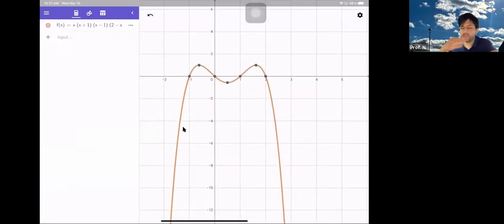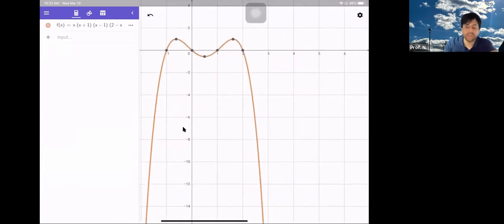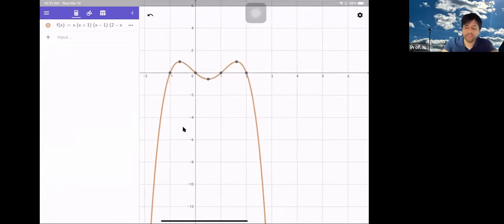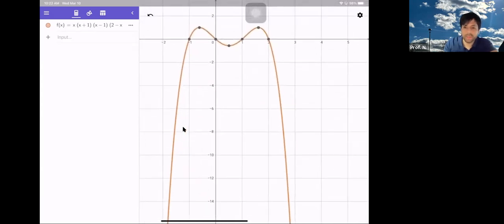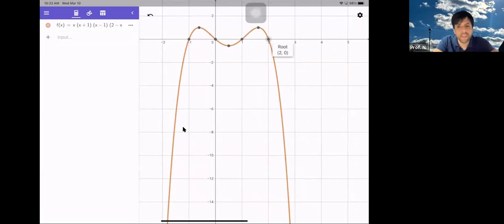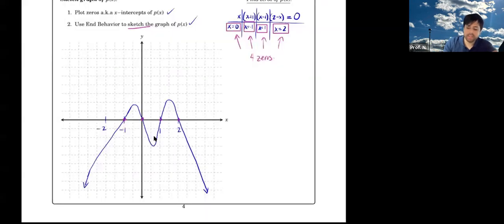Of course, my hills are a little bit more pronounced than the actual graph. The actual graph looks much more symmetric than mine. And the hills and the valleys are less pronounced. But again, what do we care about? End behavior. They both point downward. What do we care about? The zeros or the roots. -1, 0, 1, and a 2. Cool. So we're able to give a decent sketch, maybe not the greatest, but a decent one.